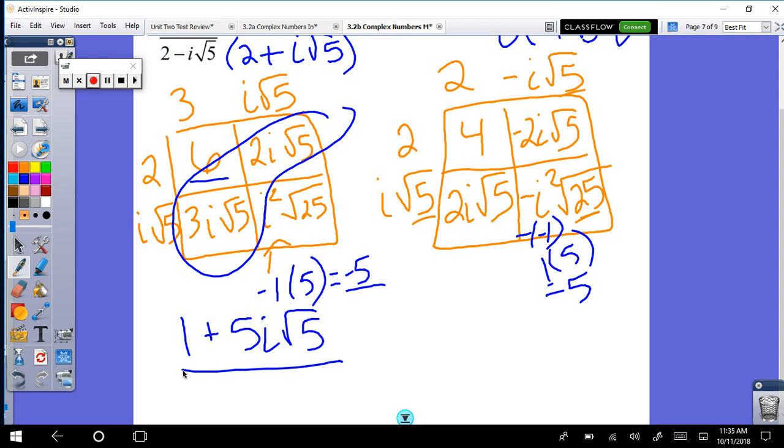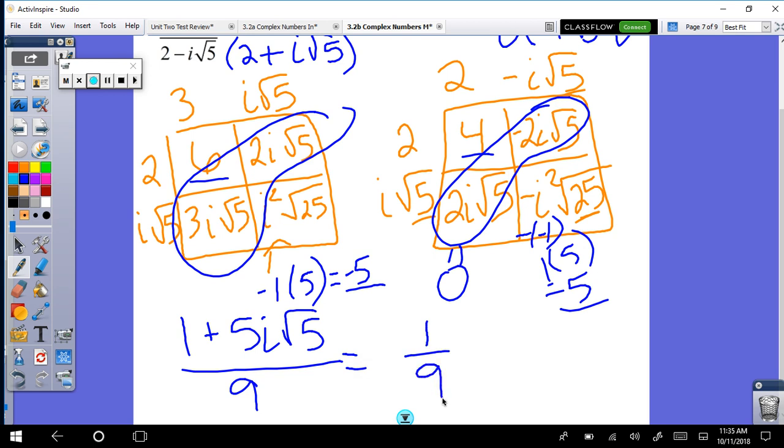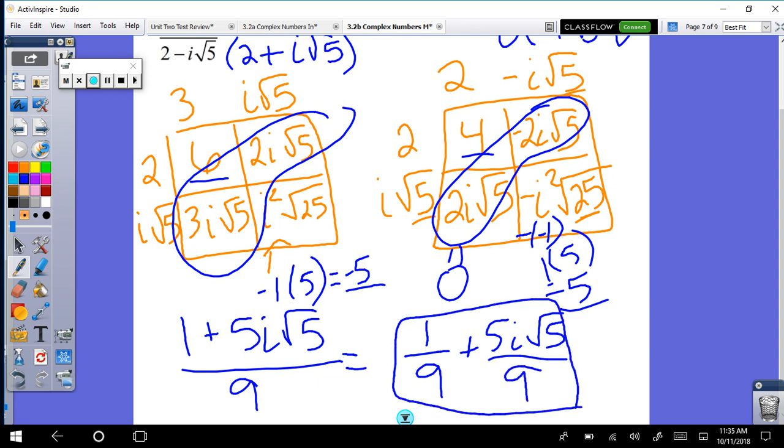Over here, these two equal 0, and that's what I wanted. I wanted to get rid of that imaginary part. And then I have 4 and a +5, so over 9. And then I can rewrite that as 1/9 plus 5i square roots of 5 over 9. So I have a plus bi.